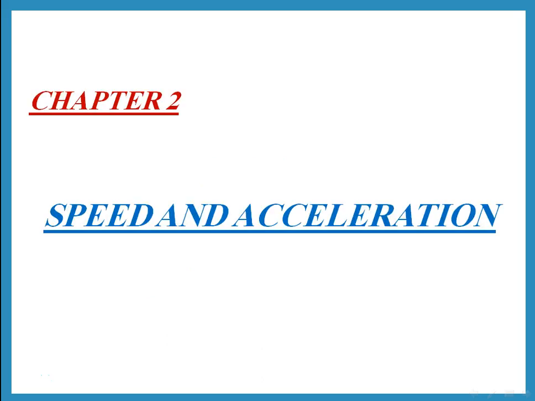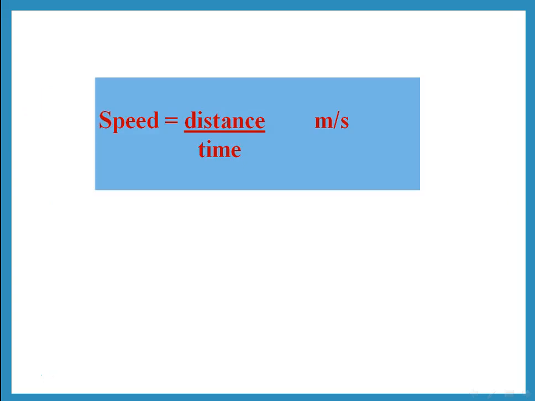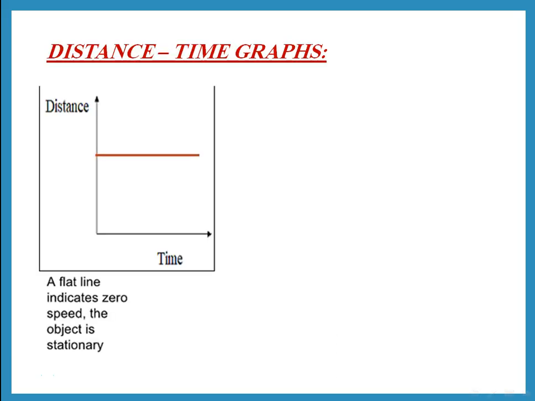This is chapter 2, so we're going to be talking about speed and acceleration. You know that speed is basically how fast an object is moving, and speed is measured by distance over time. The unit of speed is meters per second, and from this equation, if I want to get distance, then distance is speed times time. So this is the basic equation that you need to know. Speed is distance over time, or distance is speed times time.